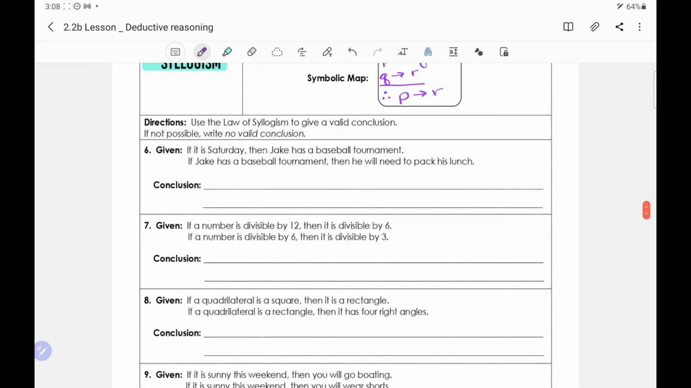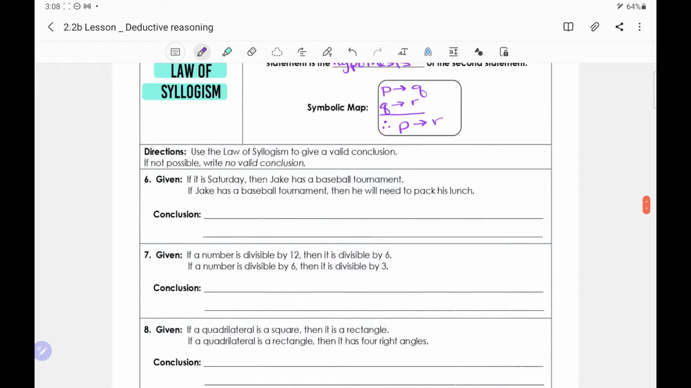If it is Saturday, then Jake has a baseball tournament. Let's go ahead and label just to keep things straight. So P is that it is Saturday. Jake has a baseball tournament is Q. Okay? Can you tell that's a Q? Let me rewrite it a little bit nicer. If Jake has a baseball tournament, then he will need to pack his lunch.